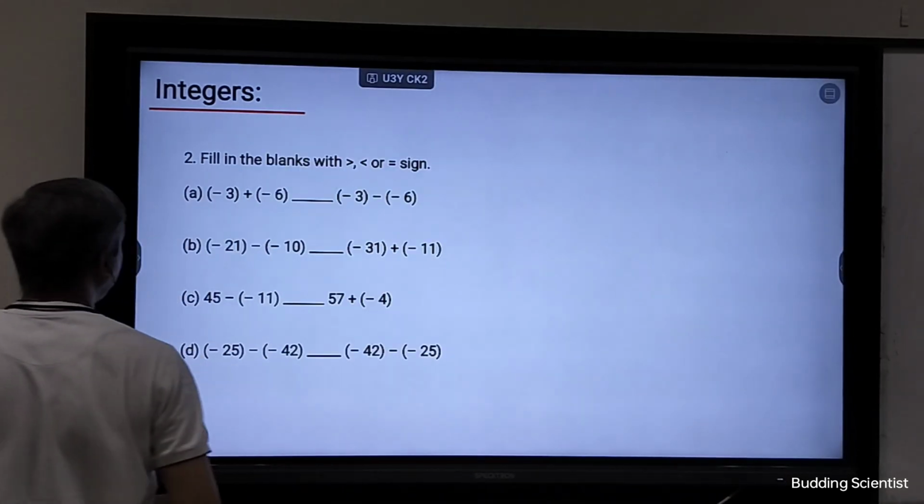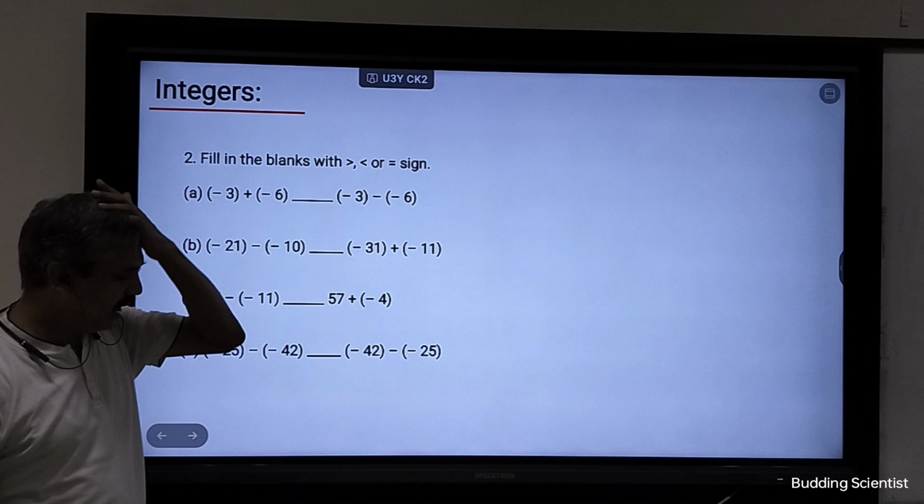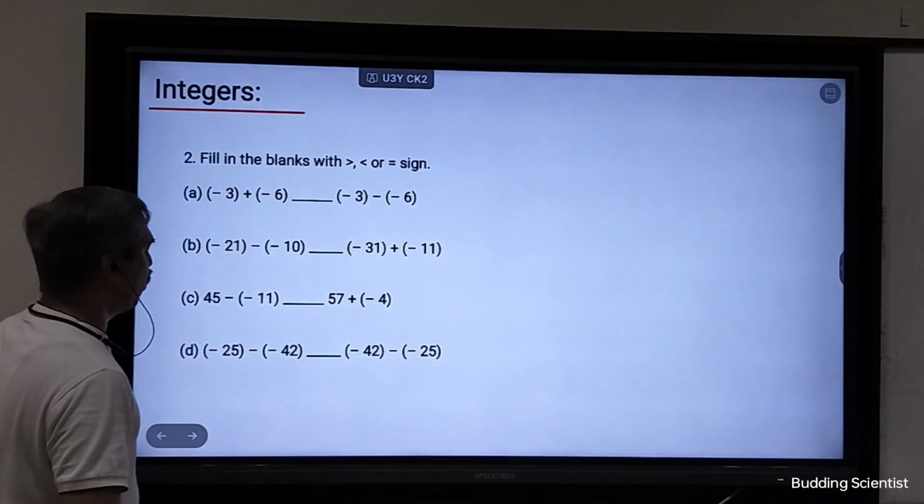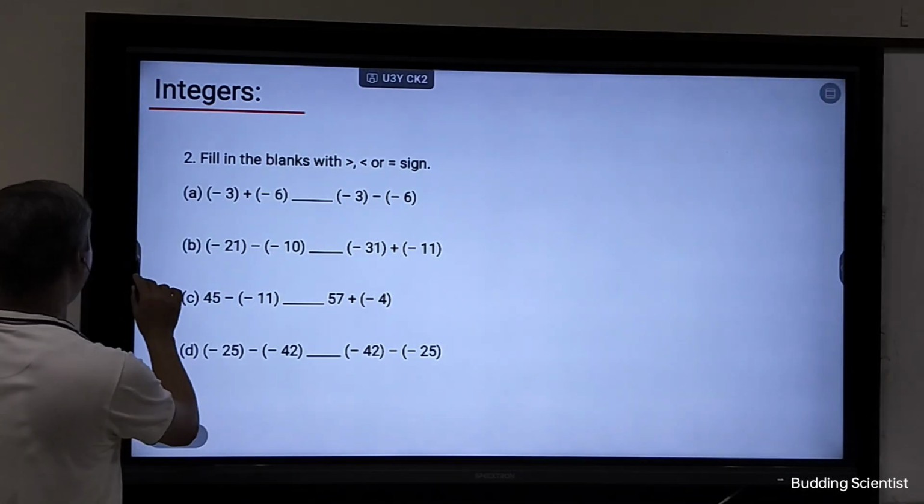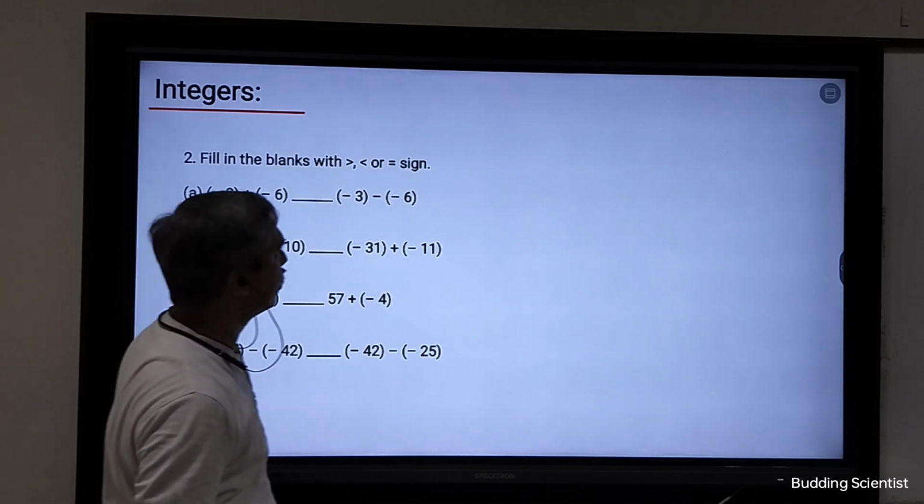set of problems. Fill in the blanks with greater than, less than or equal to sign. How do we solve this? Let's see this.